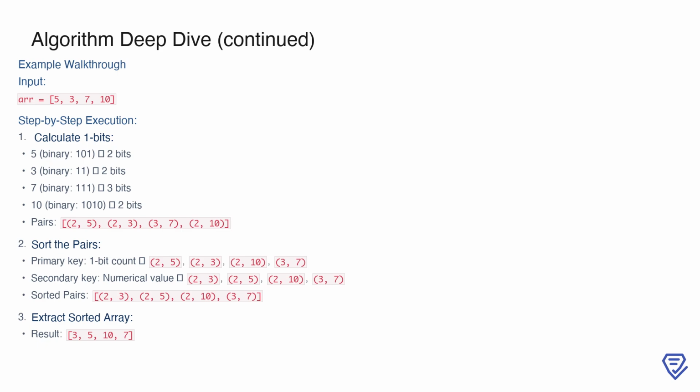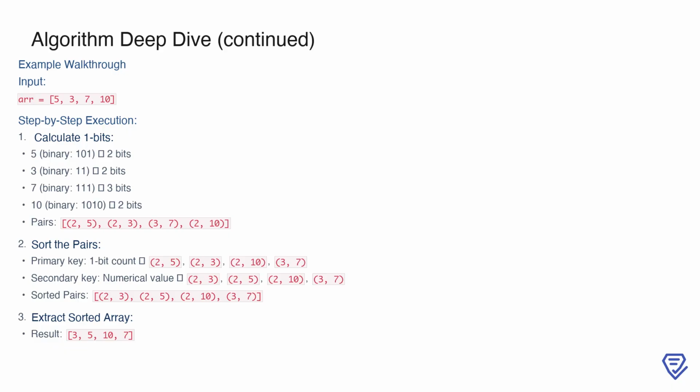Consider the input array ARR equals [5, 3, 7, 10]. First, we calculate the number of 1 bits for each integer. The binary representation of 5 is 101, which has 2 bits. For 3, 11 also has 2 bits. The number 7, represented as 111, has 3 bits, and 10, as 1010, has 2 bits. This gives us the pairs (2, 5), (2, 3), (3, 7), (2, 10).